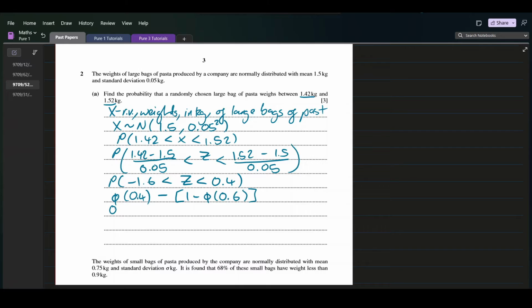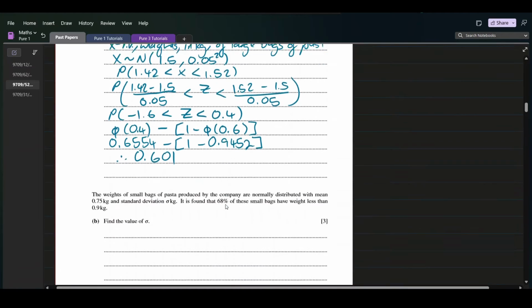So this becomes 0.6554 − (1 − 0.9452). And let's punch that into the calculator: 0.6554 − (1 − 0.9452). And that simplifies to give us 0.601. And that's our final answer. Let's move on to part B.